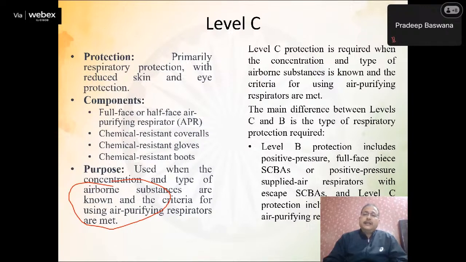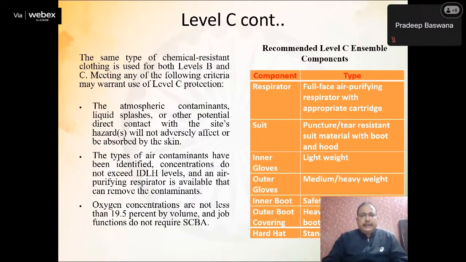The main difference between level C and B is the type of respiratory protection required. So this could be asked anytime. What is the difference? Why are you using it? Level B protection includes positive pressure, full face piece SCBAs or positive pressure supplied air respirators with escape SCBA. And level C protection includes full face piece air purifying respirators. So this could be the difference you can easily say regarding the things which we have to focus on. Here again, SCBA with positive pressure in full face is there. You can see the slide, the difference is there, but not a very big difference, a minute difference in both the levels B and C.